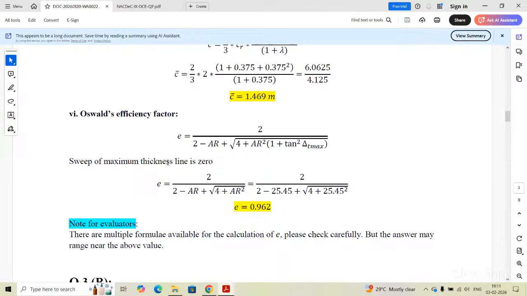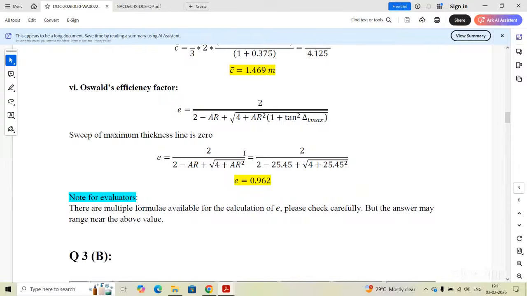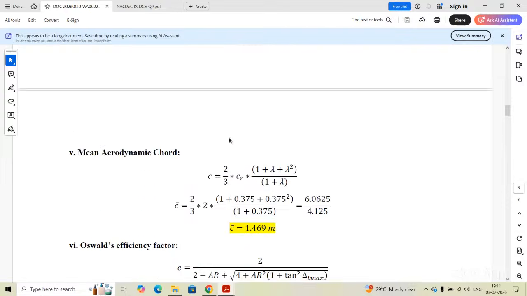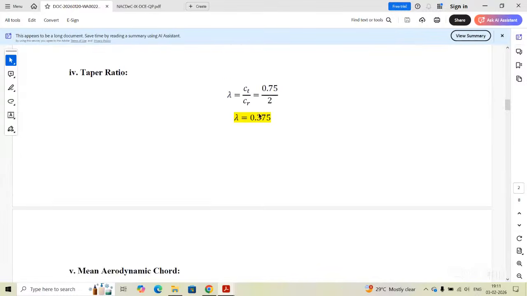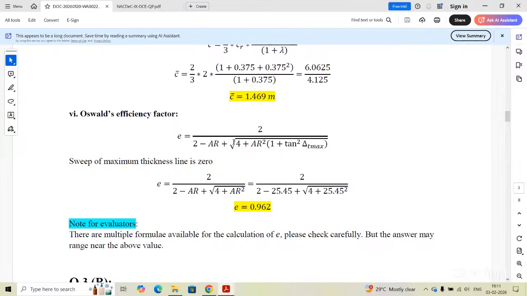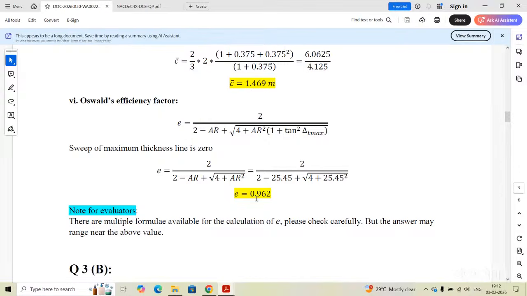For the Oswald's efficiency factor, there are several formulas available. Among them, you have to select the formula for e which is acceptable for this range of aspect ratio, which is a very high aspect ratio, around 25. The simple formula of Oswald efficiency factor, which only considers aspect ratio, will not be acceptable here. Many of the teams have used that formula, and they have got the answer as 0.3, 0.4 something, which is wrong. Oswald efficiency factor is coming out by this formula as 0.962.